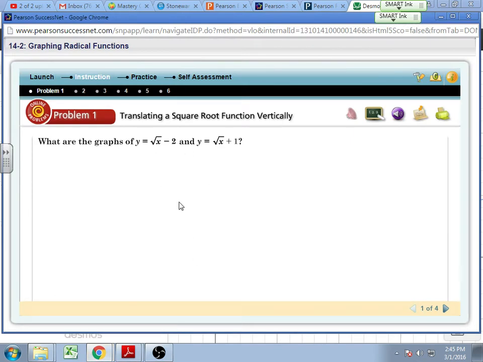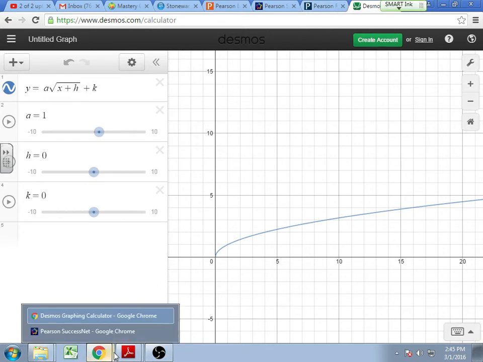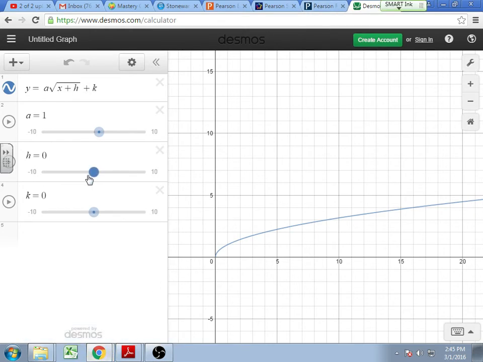So we want to come here and look at our graphs of radical x minus 2 and radical x plus 1. What we should know is this constant added or subtracted on the end is going to perform a vertical shift. So whether I use my graphing calculator or whether I use Desmos, my first graph that I would like to put on here is radical x minus 2, which of course you have on your paper already shown to you. But if I change my slider to minus 2, we can see that all it did was shift my graph down by 2.